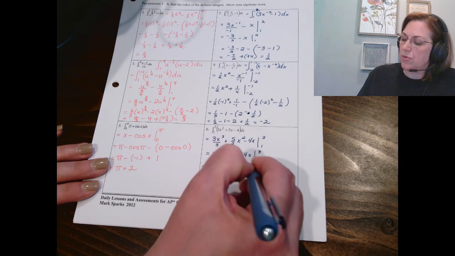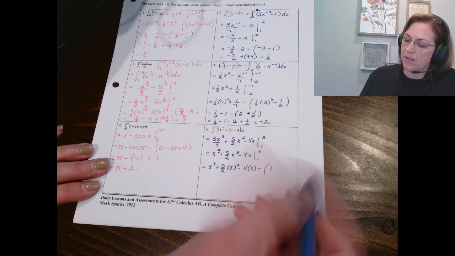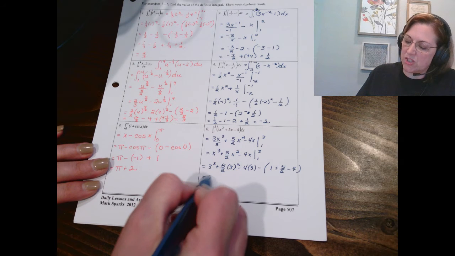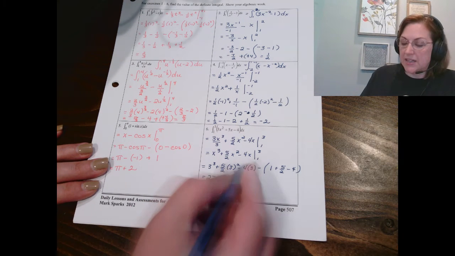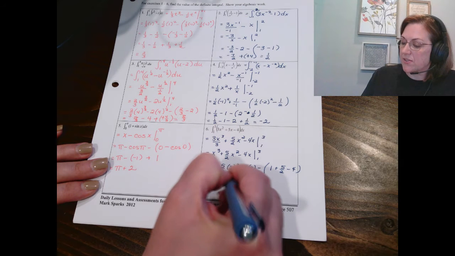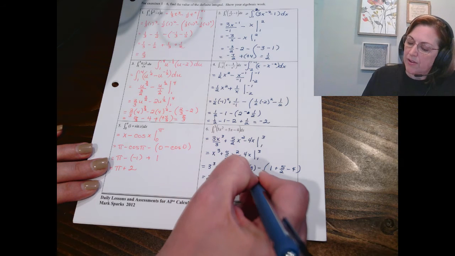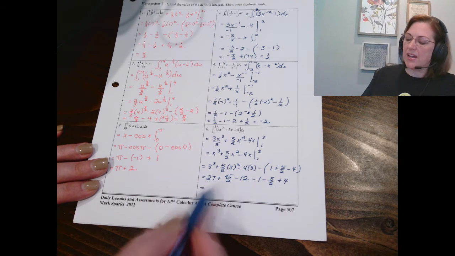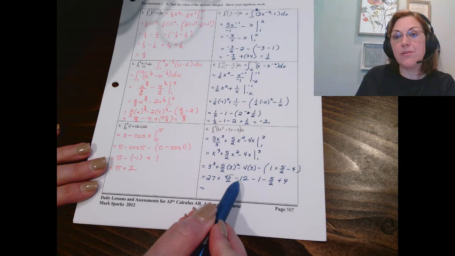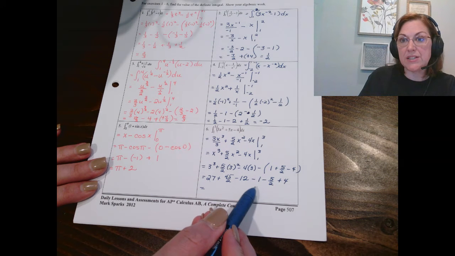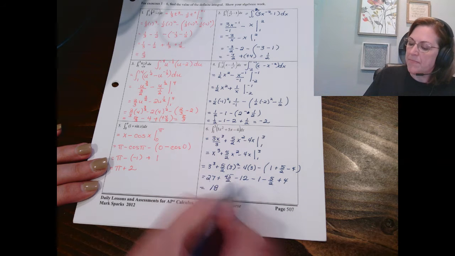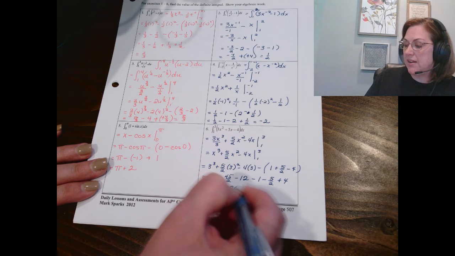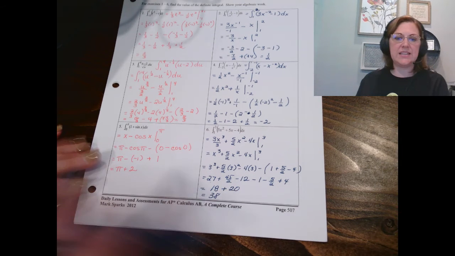And then we'll do the 1. So this is pretty easy when I substitute the 1 in there. Okay, so I've got 27. Let's see, that's 9 times 5 halves is 45 halves minus 12 minus 1 minus 5 halves plus 4. Okay, so 27 minus 12 is 15, minus 1 is 14, plus 4 is 18. 45 halves minus 5 halves is 40 halves, and that's 20. So we end up with 38 here.